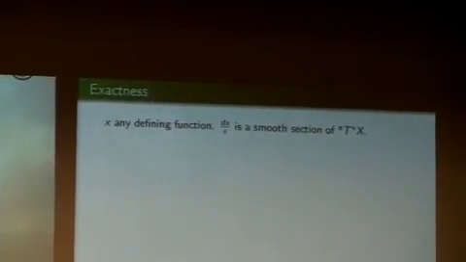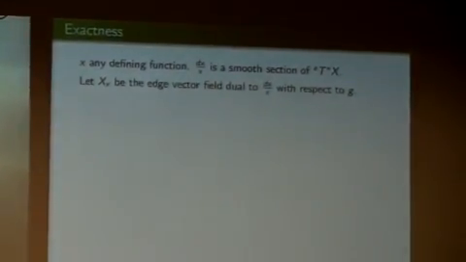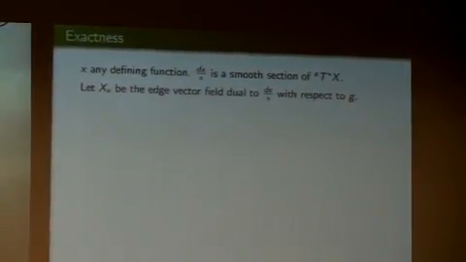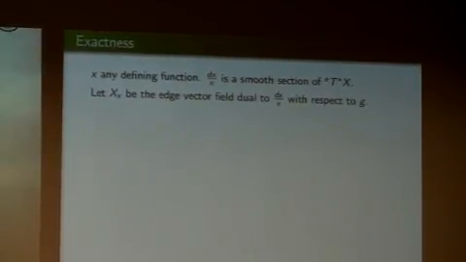Okay, the next thing is there's an exactness condition. We've got a defining function. Let's run back through this. We look at dx over x. That's a smooth section of the edge cotangent bundle. We've got a metric on the edge cotangent bundle, so we have a duality, and we can turn vectors into covectors and vice versa.